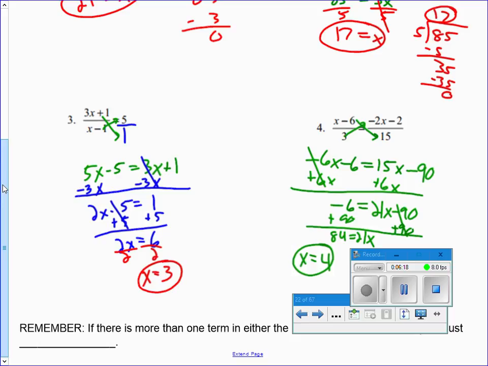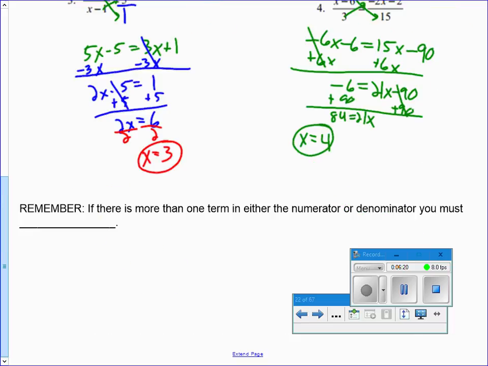So the key for these proportions where we get a little bit harder is if we see that there's more than one term anywhere in the top or the bottom, we have to make sure we distribute. That's it for the notes piece of this.